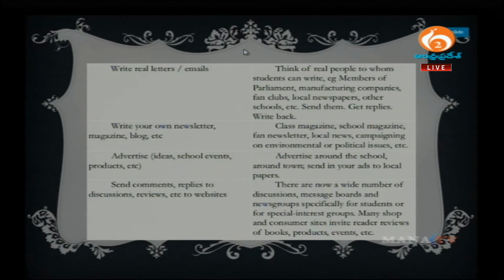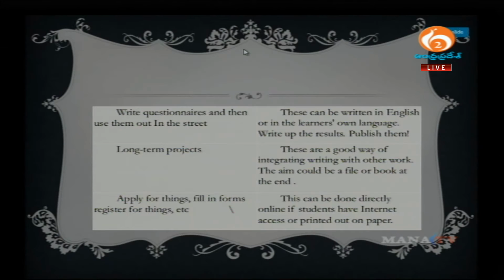Reader review: in order to review a text, it's a paid job these days. So in case you want to really look into that career, that can help you too. Write questionnaires and then use them out in the street. Long-term projects: apply for things, fill in forms, register for things, etc. These can be written in English or in the learner's own language. Write up the results, publish them, and then add whatever you would like to add.